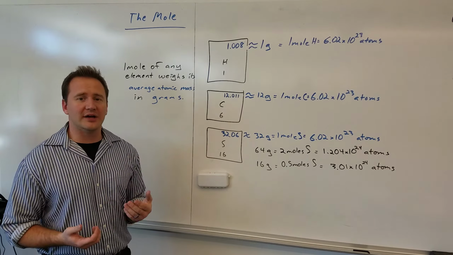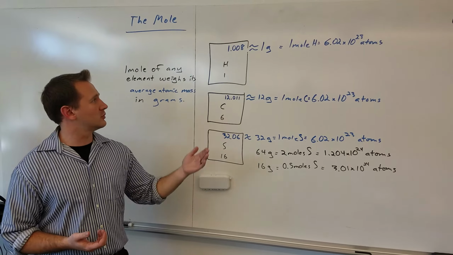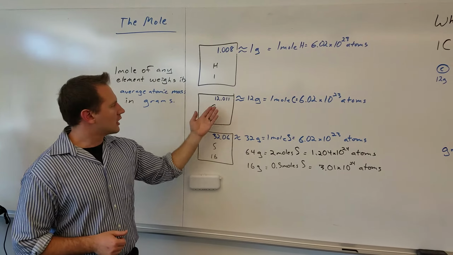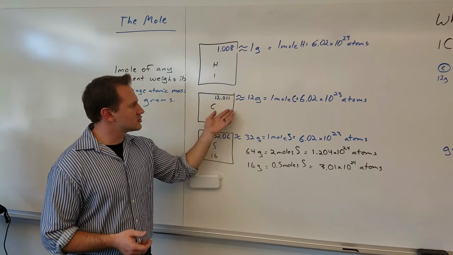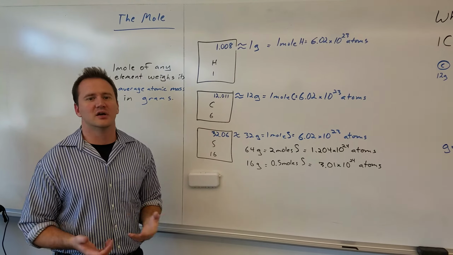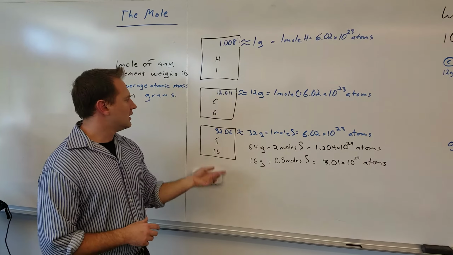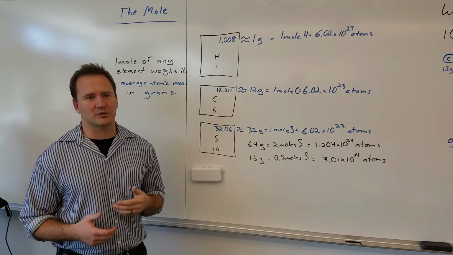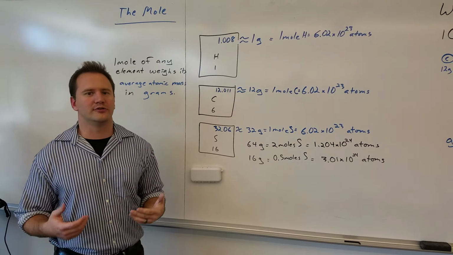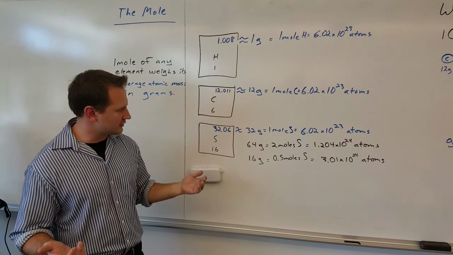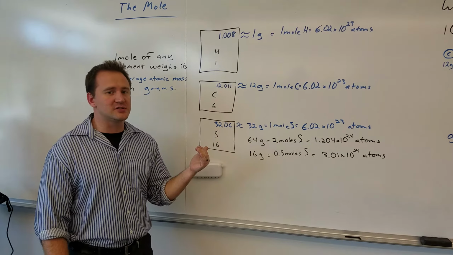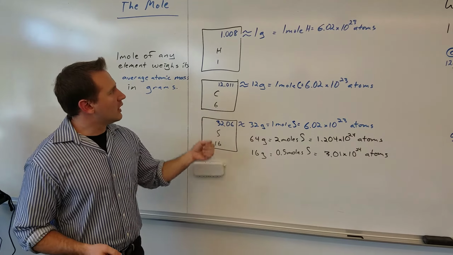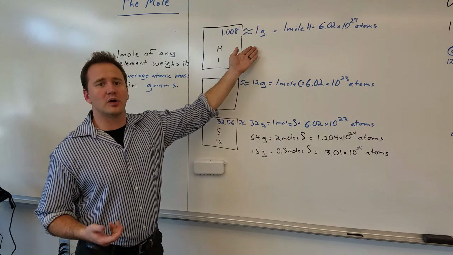So for example, hydrogen has 1 proton typically, so we'd say its average atomic mass is 1 atomic mass unit. Carbon is 6 protons, 6 neutrons, so it typically has an atomic mass of 12 atomic mass units. And sulfur, 16 protons, 16 neutrons, it would have an average atomic mass of approximately 32 atomic mass units on average. Now, if we take those atomic mass units and convert them to grams, that's essentially a mole. So a mole of hydrogen weighs 1 gram.